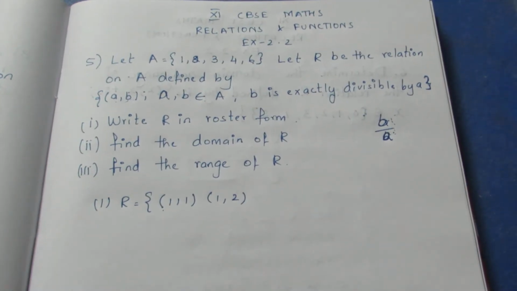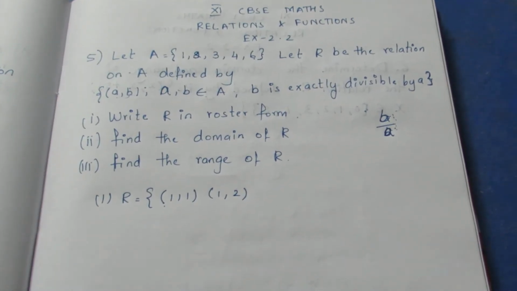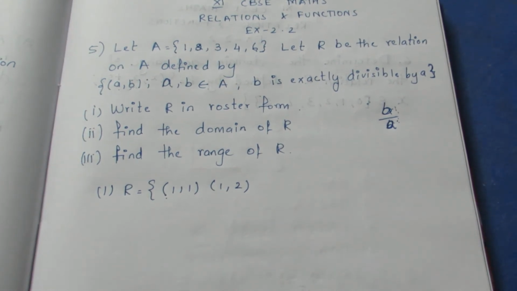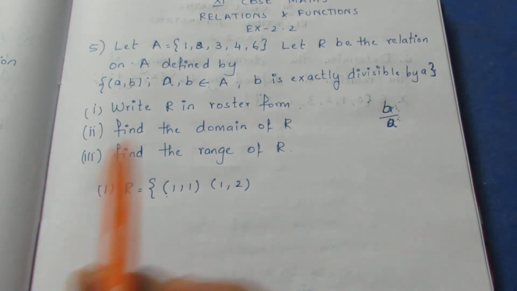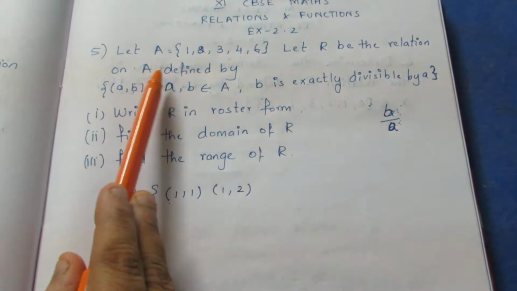Today we are going to see 11 CBSE Maths Relations and Functions exercise 2.2 fifth sum. Let's see the question. Let A equal to 1, 2, 3, 4, 6. Let R be the relation on A defined by.